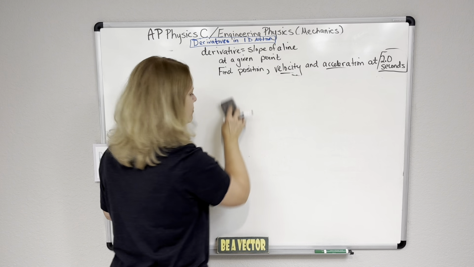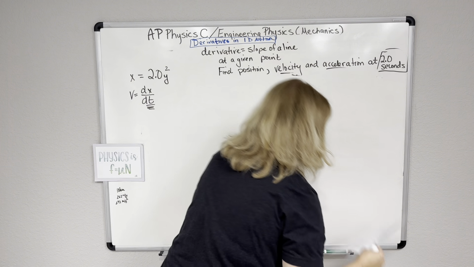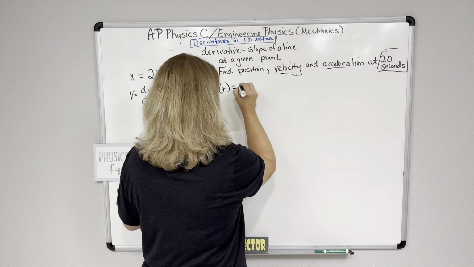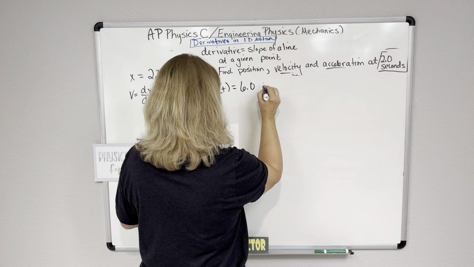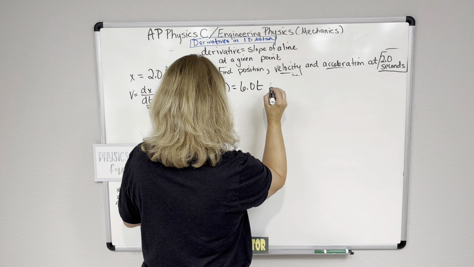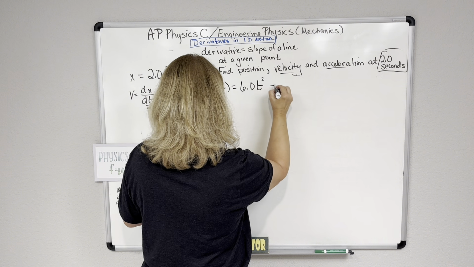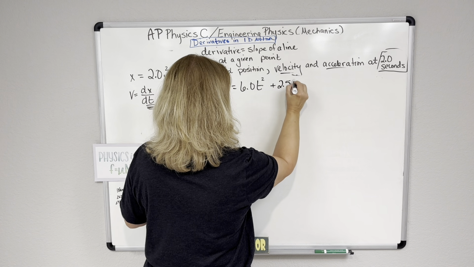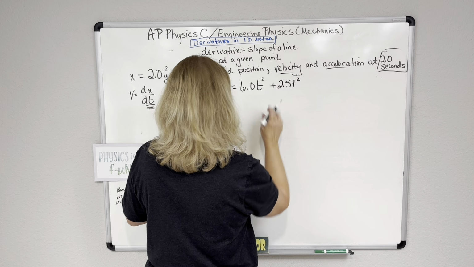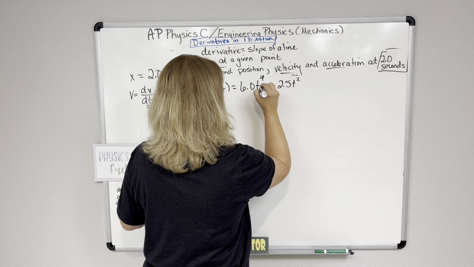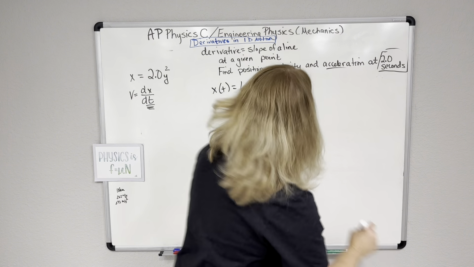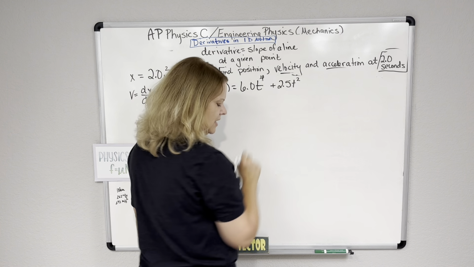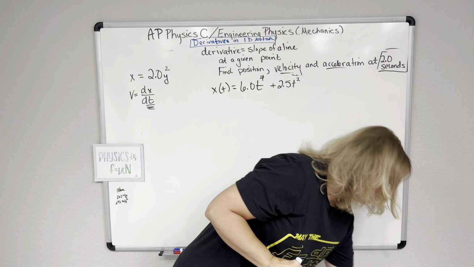That's all been the power rule. Let's do a sum rule, and I erased it, so let me put it back up. I have position is 6.0 t to the 4th power plus 2.5 t to the 2nd. Let me make sure I have that plus. Perfect.